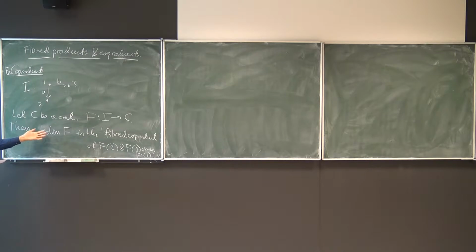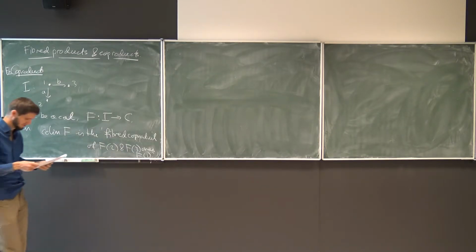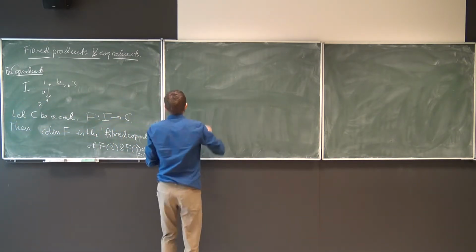So notice, why did I take the colimit? You could also take the limit of a diagram of this shape. That's a completely legitimate thing to do, but it's a boring thing to do. Remember, this category has an initial object, so the limit of a diagram of shape I will just be F of 1. So nothing very interesting happens. The colimit is where all the business is. So let's do an example.